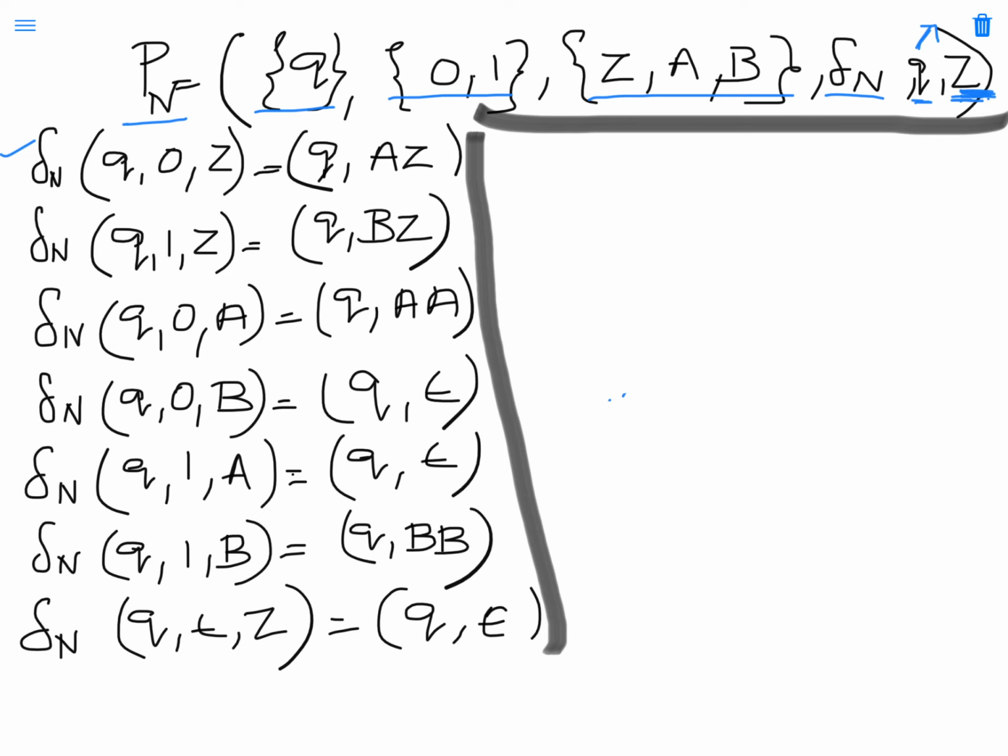What are the tuples? That is Q, sigma, gamma, del, Q0, that is the initial state, and Z0, the initial stack symbol. Here the final state is not mentioned, which means that the given PDA is accepting the strings by emptying the stack.